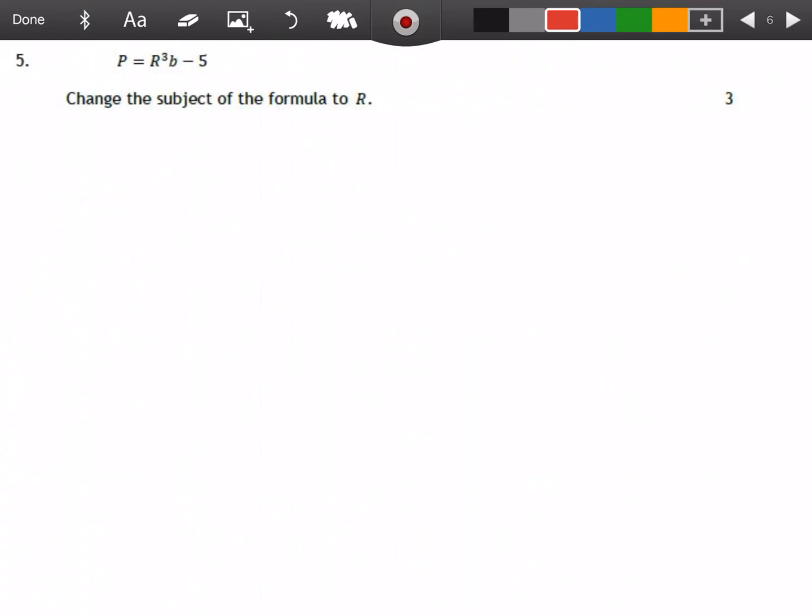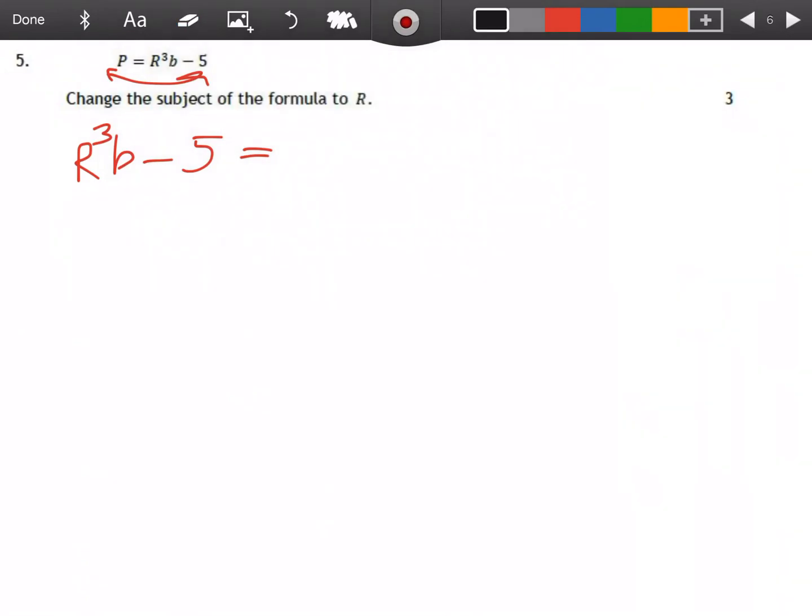Right, number 5. Change the subject of the formula to the letter R. The letter R is on the right-hand side. First thing I'm going to do is switch it all around, okay? And remember, if you switch it all around, you are not changing any signs at all. You only change signs if you move one piece from one side to the other.